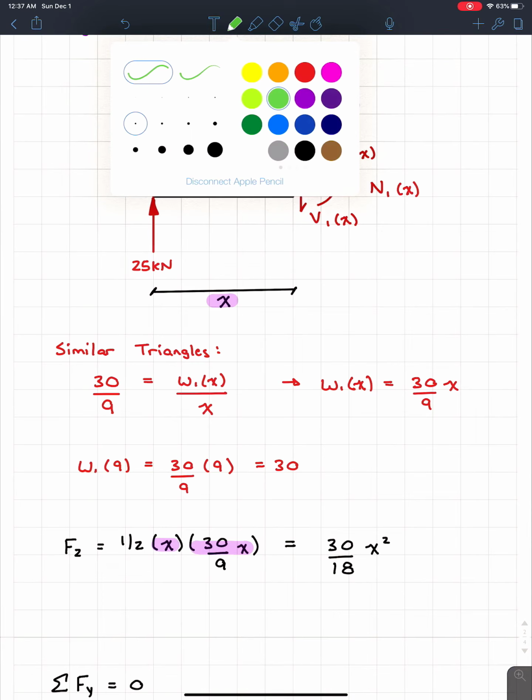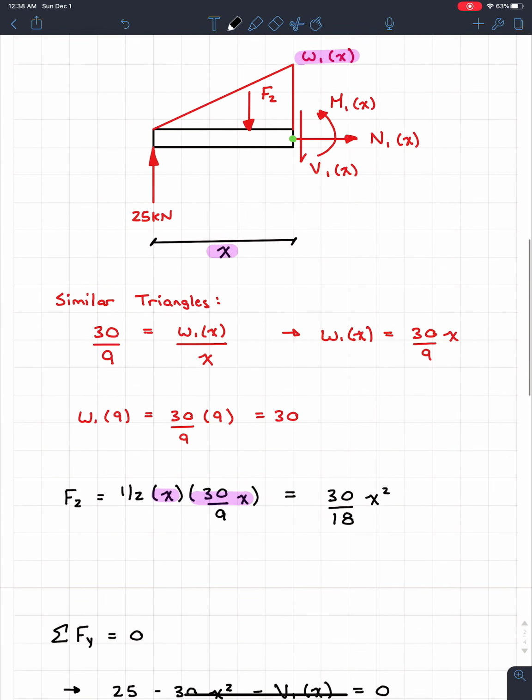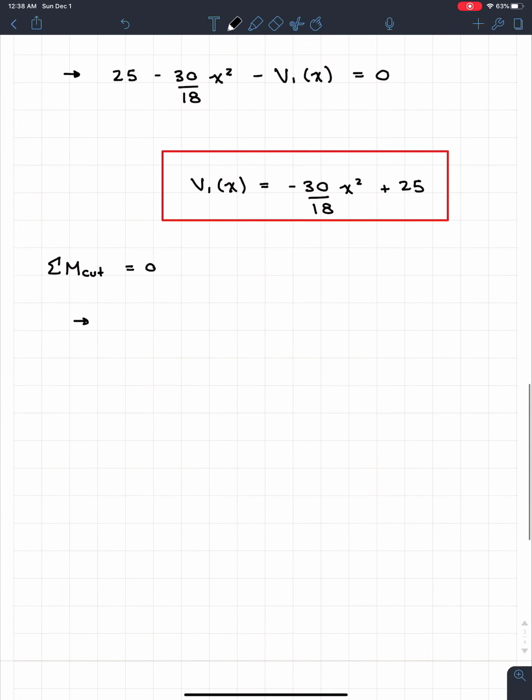So I'm going to come down here. I'm going to say sum of the moment at the cut is equal to 0. So from this right here, we come up, we see that there's 25 kilonewtons. It acts at a distance of x meters, and this creates a clockwise moment, so it'll be negative. So we're going to go negative, and the value is 25 kilonewtons at a distance of x meters.